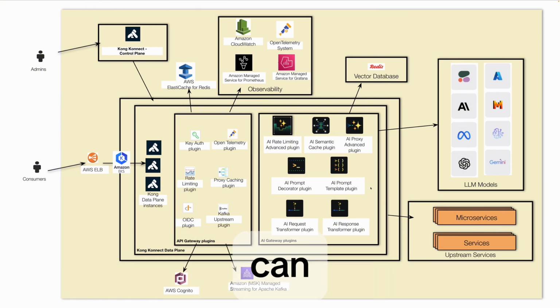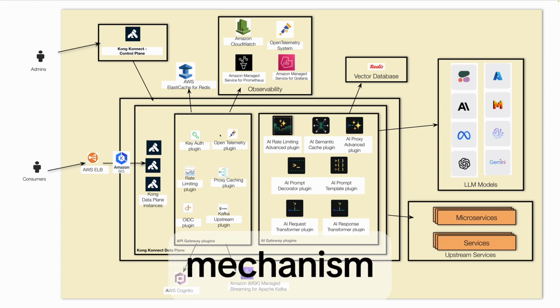One nice capability provided by the Kong Gateway is the possibility to combine both plugin collections. For example, you can use the Key Auth plugin to implement an API key-based security mechanism alongside the AI Semantic Caching plugin.